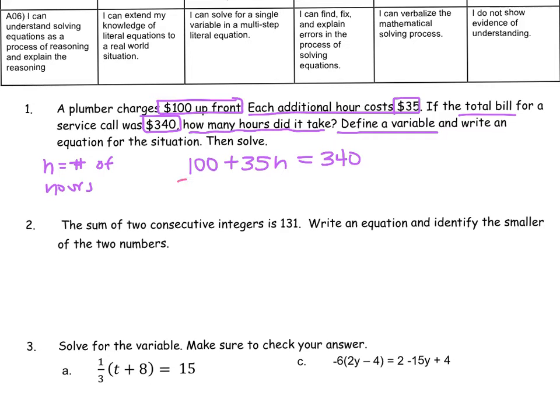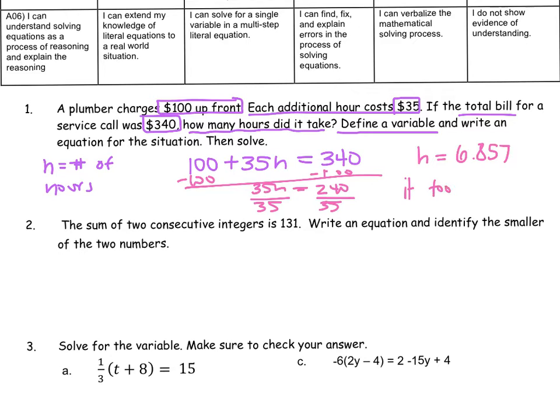When I solve, subtract 100, so I have 35h equals 240. Divided by 35, I end up with h equals 6.857. So, how many hours did it take? It took 6.9, you could also say 7 hours. Please make sure that it is in a sentence and that you labeled it.